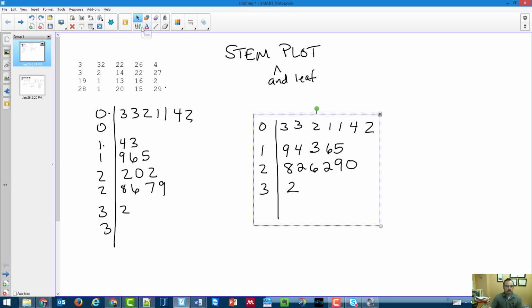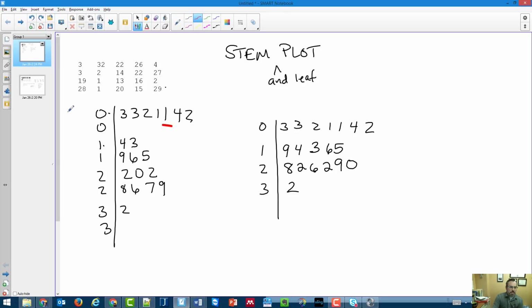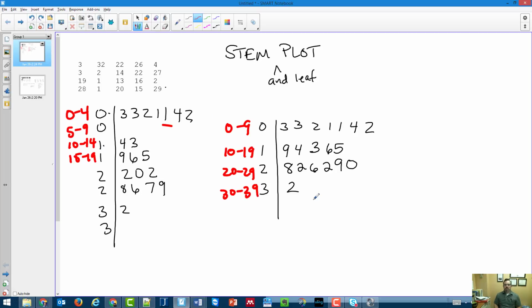So the only difference between these two is really the fact that this is 0 to 4 and 5 to 9 and 10 to 14 and 15 to 19, whereas over here this is 0 to 9, this is 10 to 19, 20 to 29, 30 to 39. So that's another option that you have. So you just need to think about where do you want to round with a stem plot and do you want to split the stems.